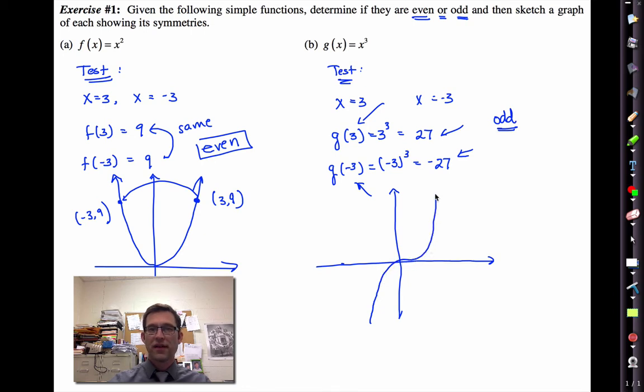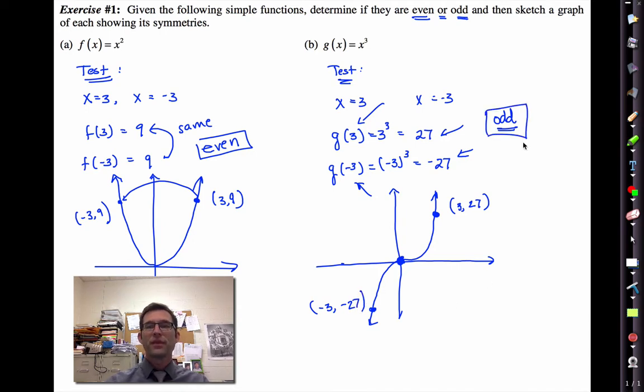Whoops, that didn't work. My bad, that should have gone through the origin. And again, it's this idea that we've got the point 3, 27, 180-degree rotation, and we've got the point negative 3, negative 27.